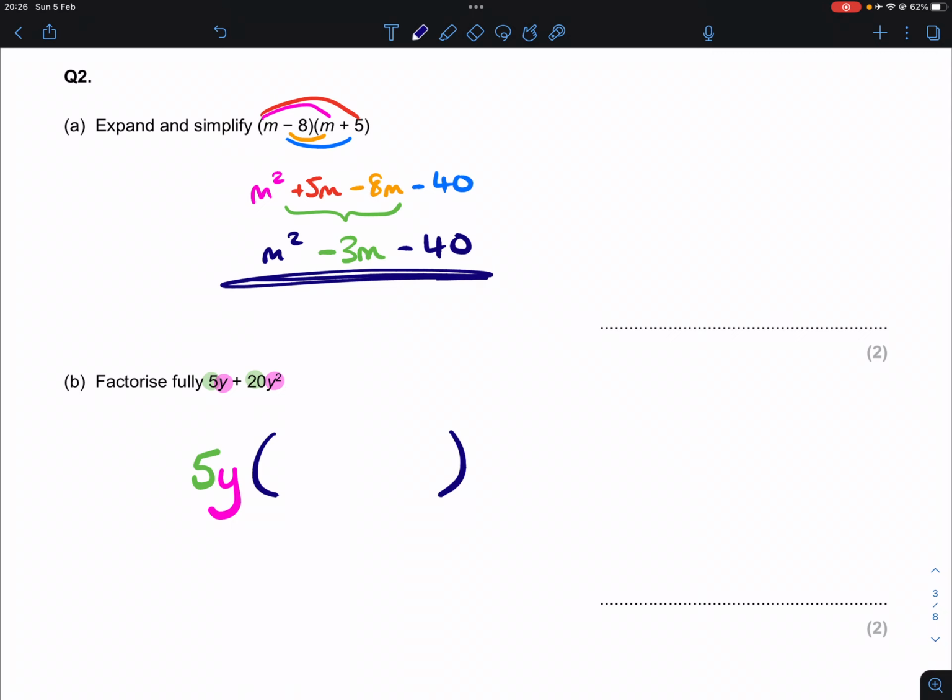If we do 5y divided by 5y, we'll be left with 1, and if we take positive 20y squared and divide by 5y, we will end up with plus 4y.